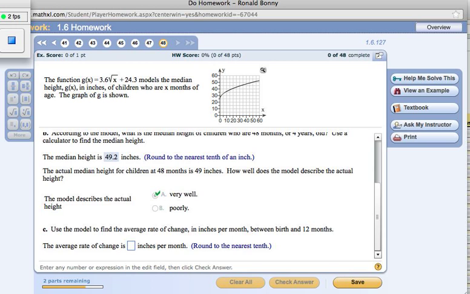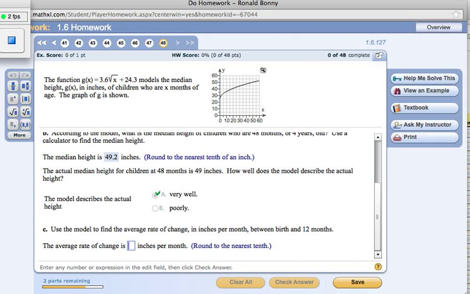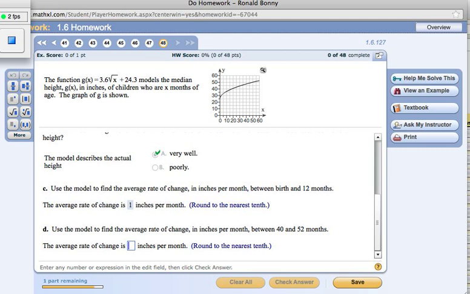Alright, let's go back here. So 1.041, and it says round to the nearest tenth. If we round that to the nearest tenth, we would actually put in a 1. And let's see. So we get a well done there.